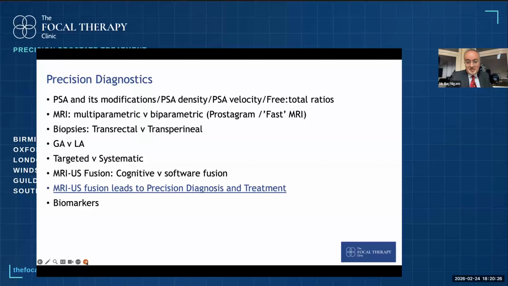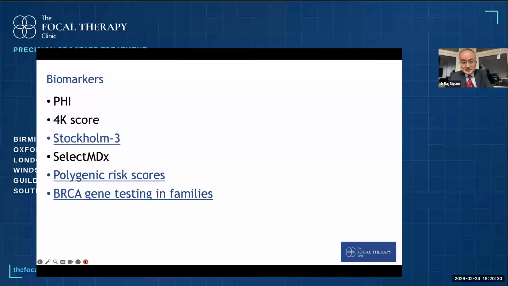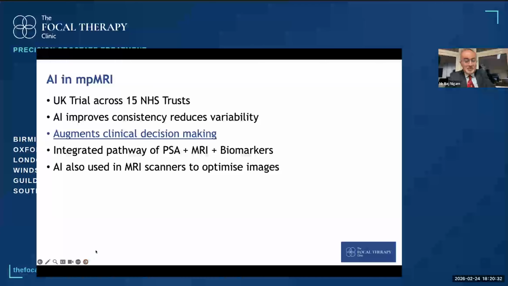I'll skip over biomarkers, but they are becoming a little bit more fashionable. And Stockholm 3 is the one that we're doing.